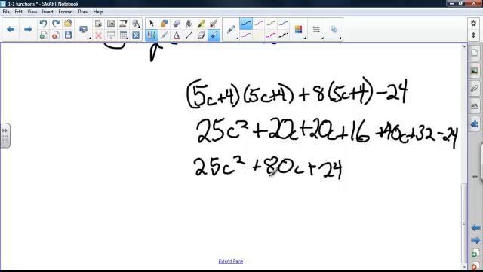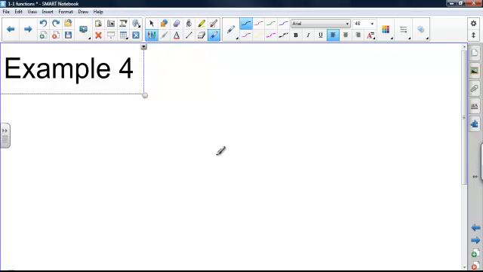People do not, this is FST, do not combine 80C with this 25c squared. Okay. All right. So now, next we're going to start talking about, we're almost done.